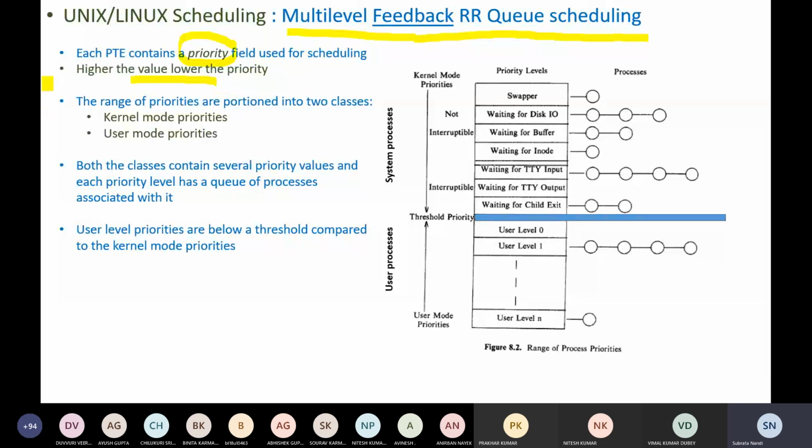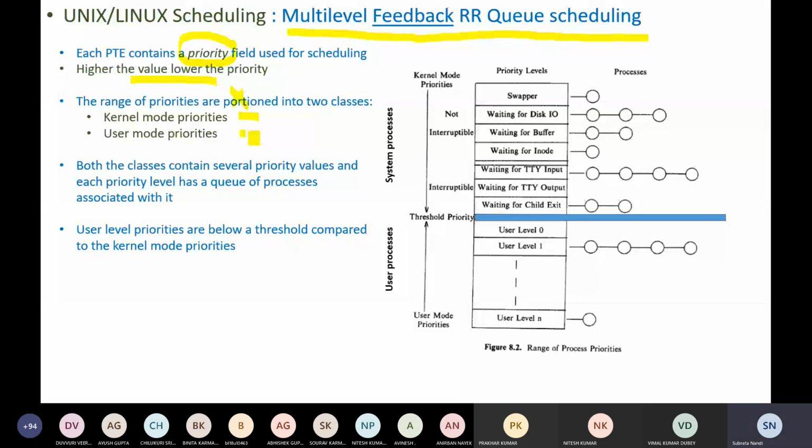And the range of priorities are partitioned into two classes: the kernel mode priorities and the user mode priorities, as we just mentioned.